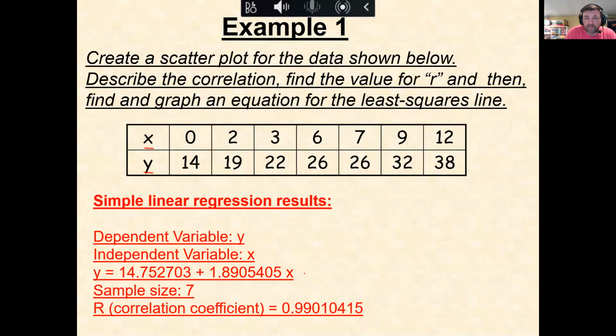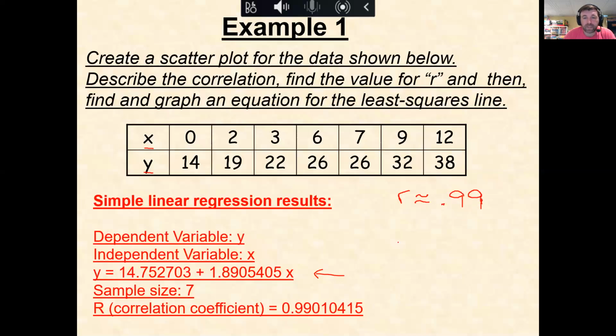But the important part is being able to get this equation right here. On your second exam, there's going to be a question similar to this where you have a table and it's going to ask you to come up with the least squares regression equation and the R value. So StatCrunch gives you all this. So the R value is approximately 0.99.